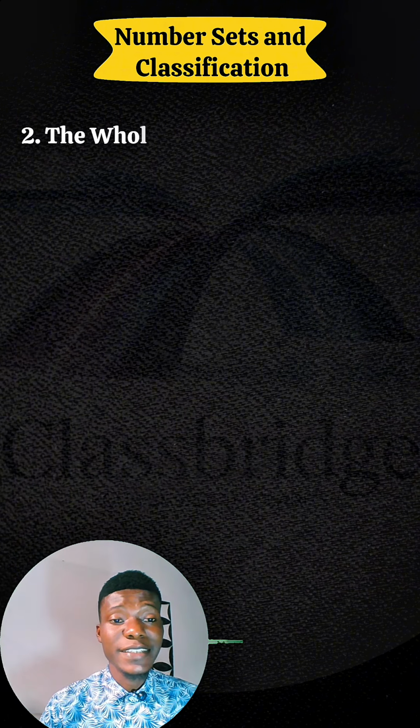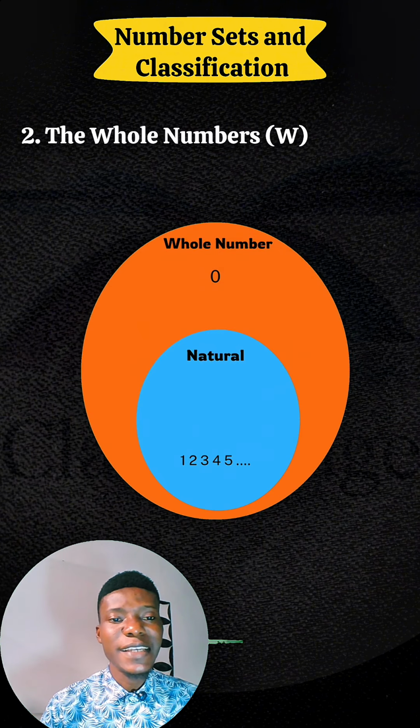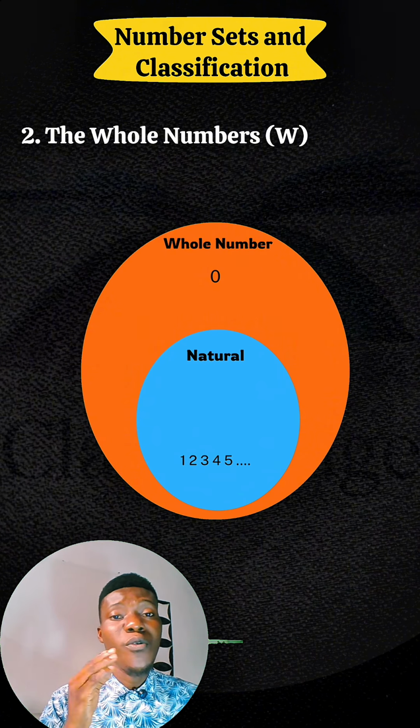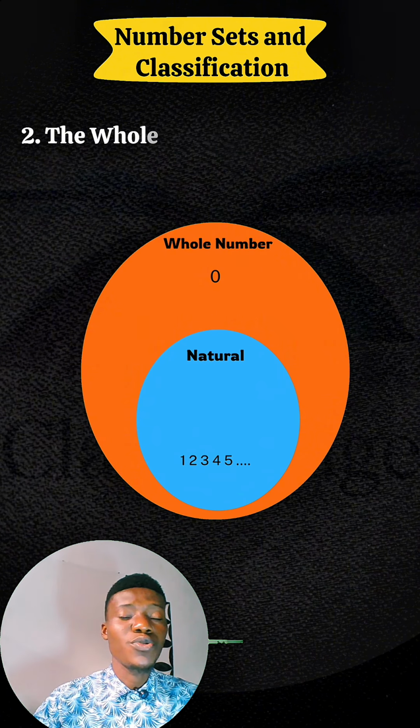Number 2 is the whole numbers. If you take the set of natural numbers and add just one extra member, that is 0, to the set, it gives the set of whole numbers, meaning that whole numbers begin from 0, 1, 2, 3, and so on.